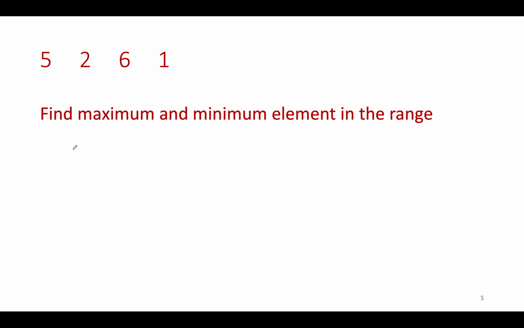I hope you would have seen the video by now. And the first step that we are going to do is to find the maximum and the minimum element in the given range of input data set. So what is the maximum element in this data range? The maximum element is 6. What is the minimum element in this data range? The minimum element is 1. So we have the minimum element as 1, the maximum element as 6.